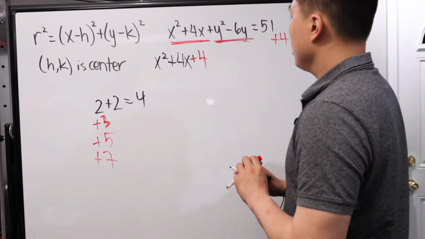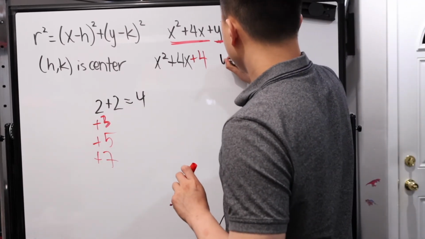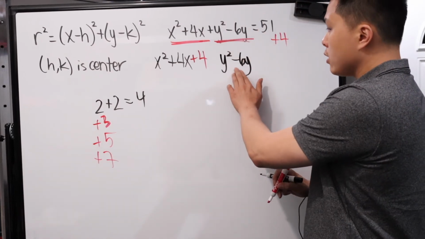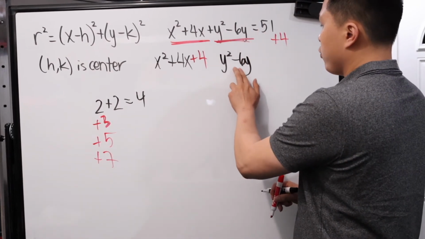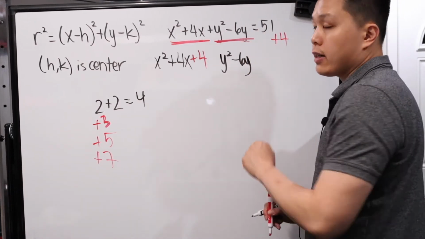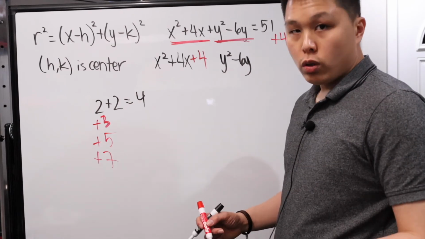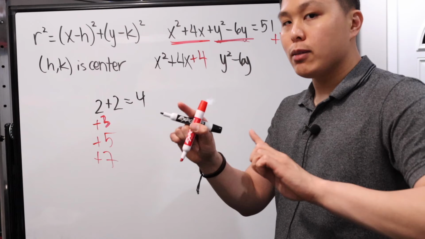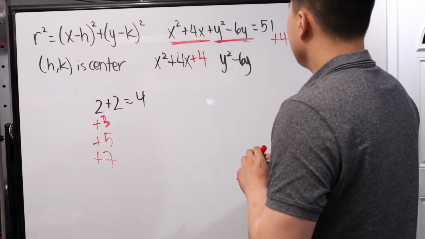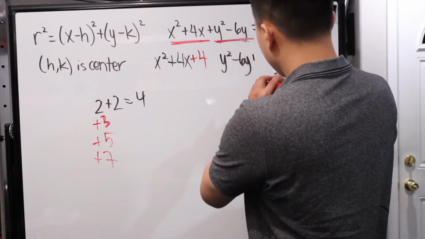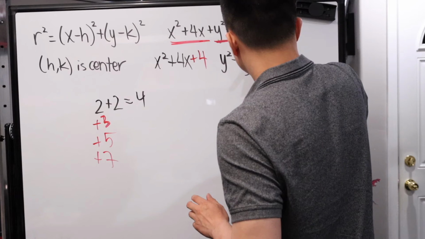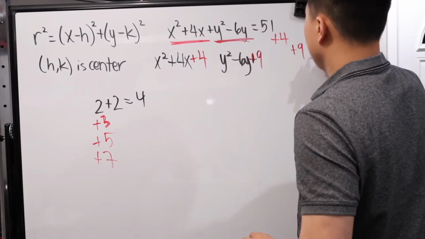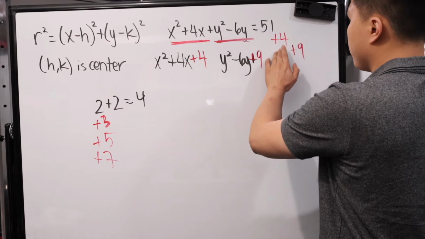Now I'm going to continue. Here we have y squared minus 6y. And what I'm going to do is get the term in front of just that one single variable, right? Negative 6. Divide by 2 is going to be a negative 3 multiplied by itself. So negative 3 times negative 3 is 9. So that's a positive 9. So I'm going to add 9 right here. Let's just keep it in red. Plus 9. That means, once again, on the other side, we have to add 9 as well. So this one's going to be 51 plus 4 plus 9.